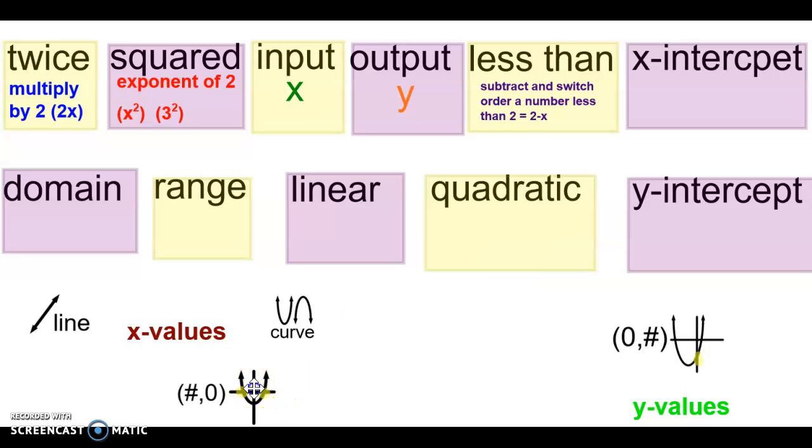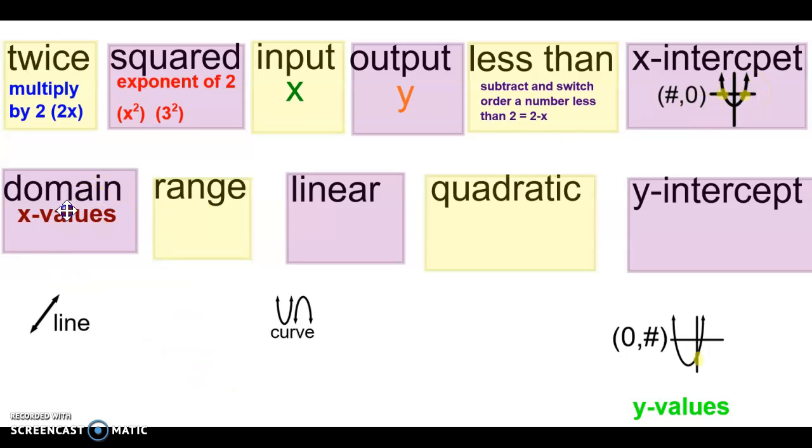All right, x-intercepts. They are located here and here on the graph, and your number goes in the x spot when you actually want the coordinate, and the 0 in the y. So this looks like it could be -1, 0 and +1, 0.